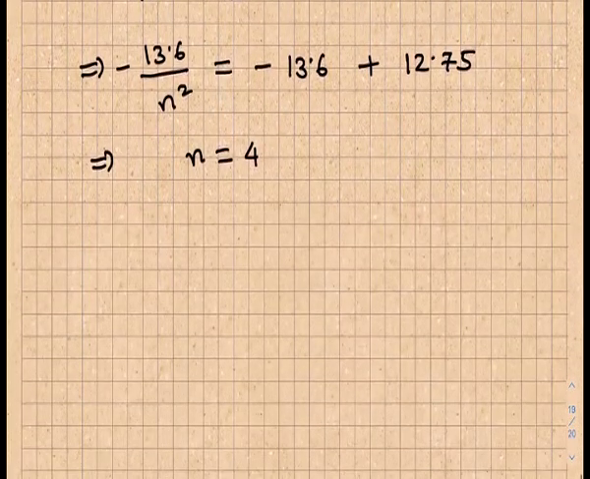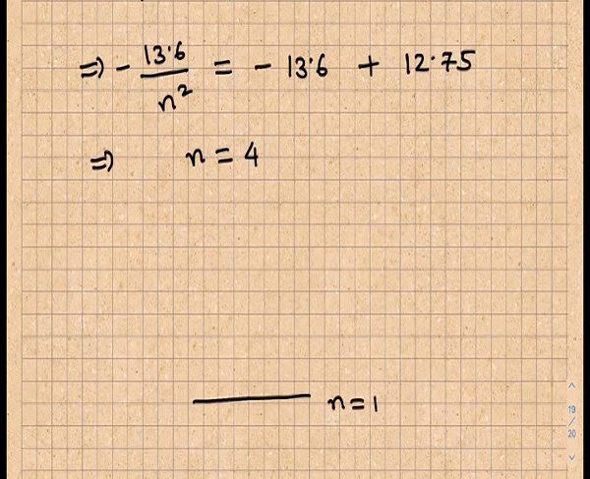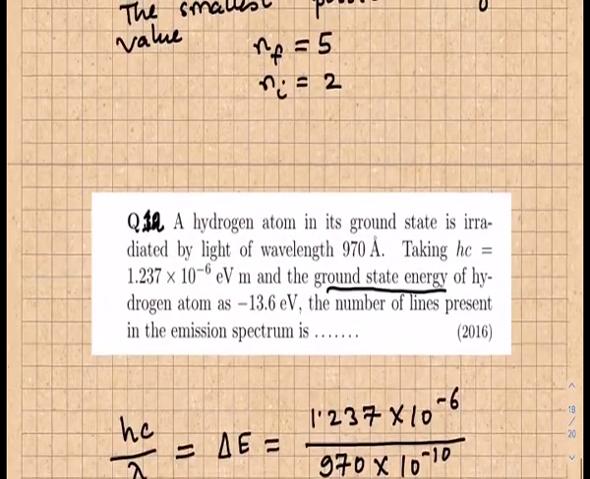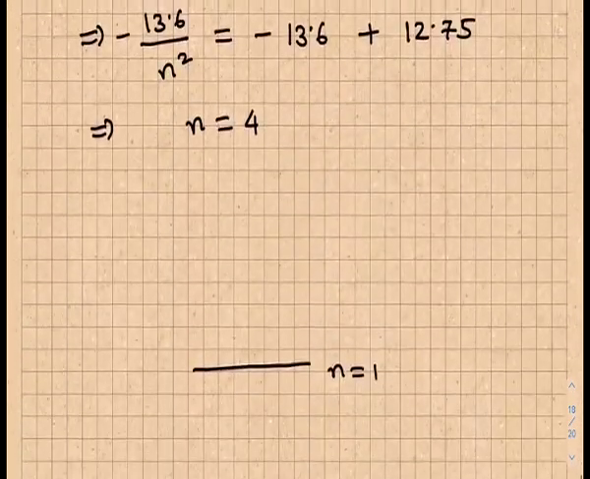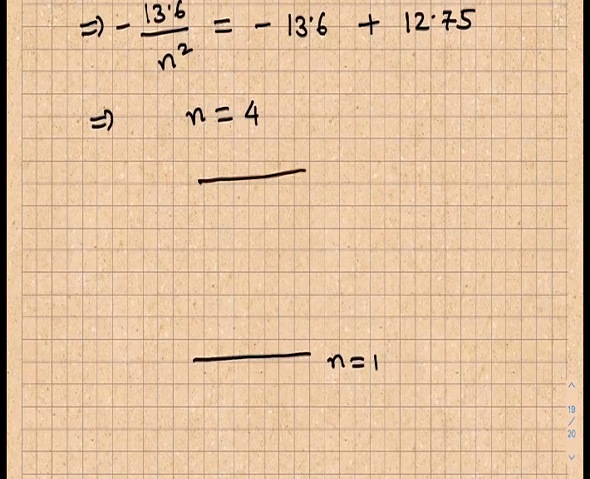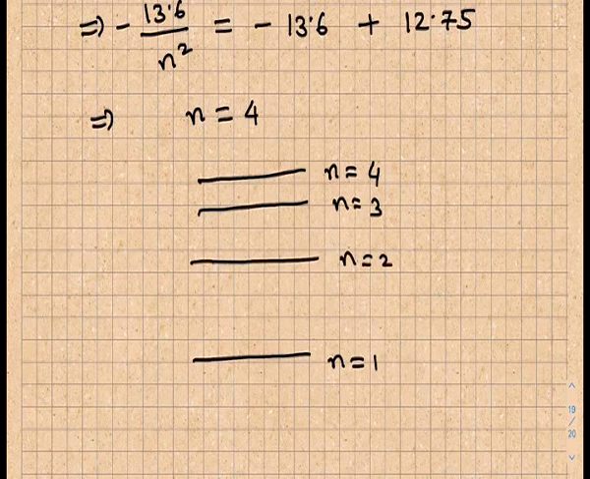Okay, so that means the atom was initially in the ground state, and then it may get excited to all these possibilities. What you are asked to do is to find out the number of lines. So it is getting excited up to n is equal to 4, then you have these energy levels. Now what are the possible lines? Okay, let us do one by one.